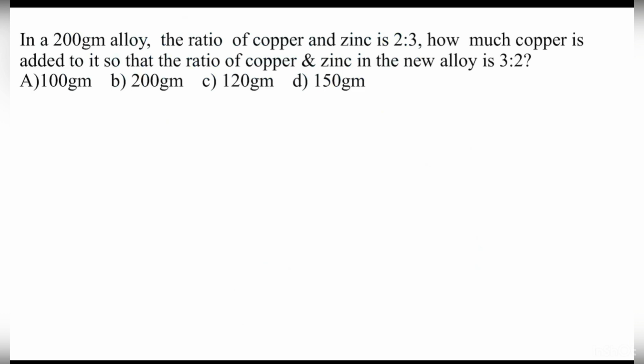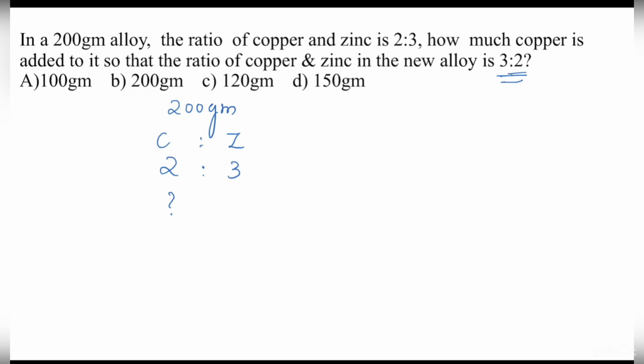In a 200 gram alloy, the ratio of copper and zinc is 2:3. How much copper must be added to it so that the ratio of copper and zinc in the new alloy is 3:2? So they have given us a 200 gram alloy with copper and zinc in the ratio 2:3, and the new ratio should be 3:2.